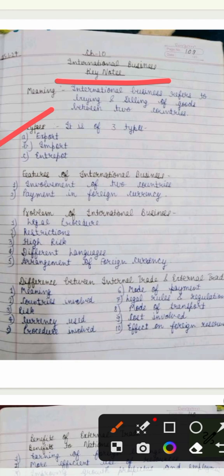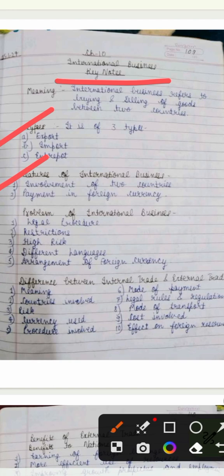The features of international business. Involvement of two countries is necessary in case of international business. That means a minimum of two countries should be involved. Payment is made in foreign currency. That means payment for imported goods is made in foreign currency and payment for exports is also received in foreign currency. These are the two basic features of international business.